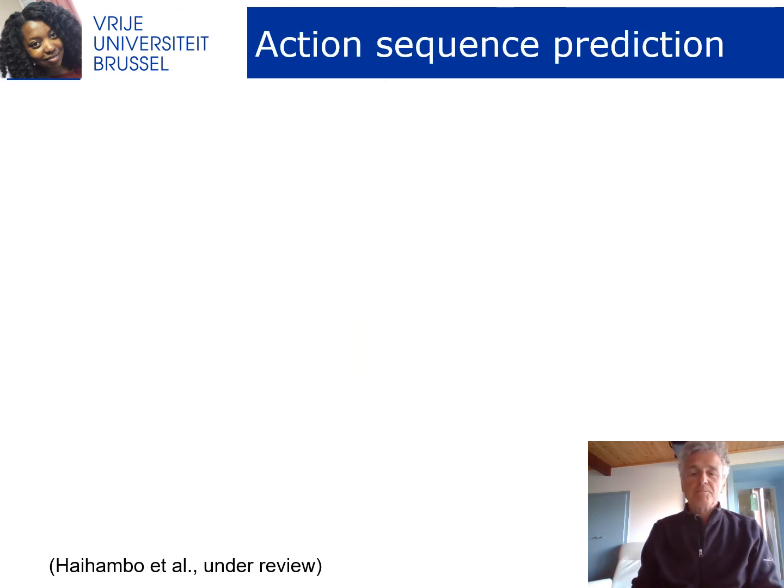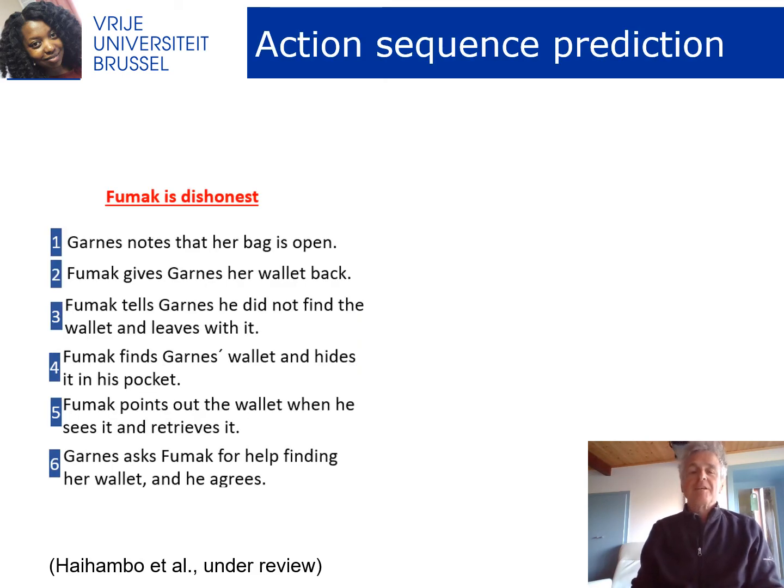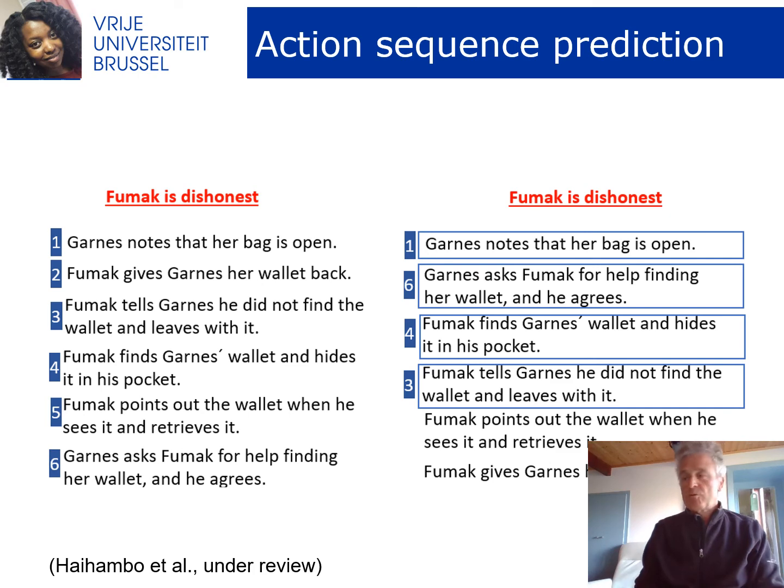We provided participants with 6 sentences. We told them Furmak is a dishonest person. They knew it in advance. Then we gave them 6 sentences. By the way, in all of these stories, it was not always about dishonesty and honesty. It was about other traits as well. But I give you examples of this one. So dishonest, and they had to select the 4 actions that fitted with being dishonest. 2 that were not fitting had to be dropped, and then they had to put these actions in the correct chronological order, which was always possible to have one correct order.